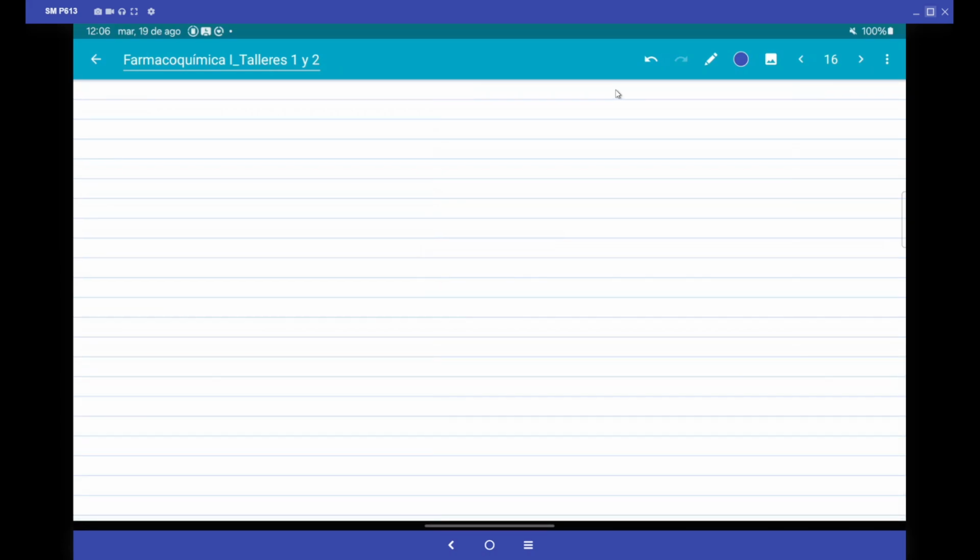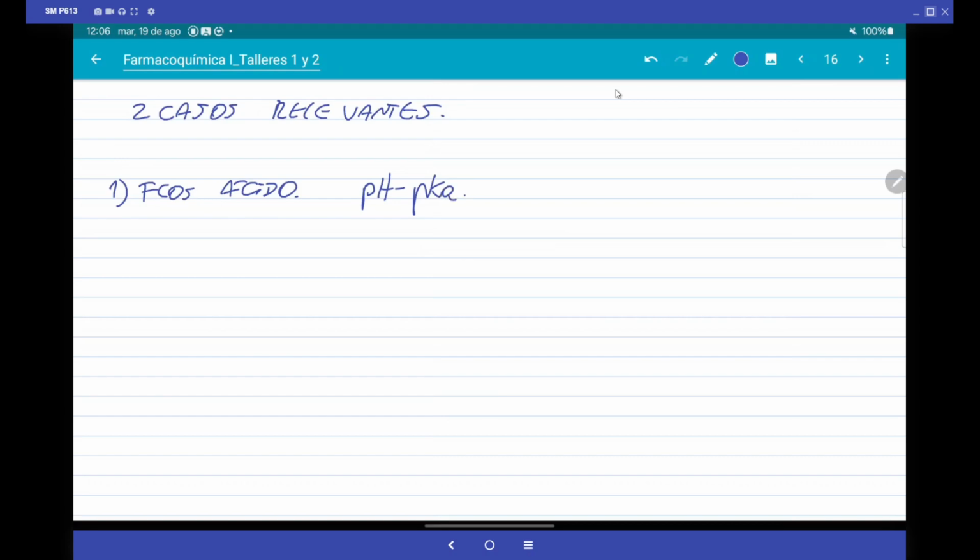Those were our equations. When you have a drug, there are 2 relevant cases first. If you have an acidic drug, we are going to have to do the subtraction. If pH minus pKa is greater or equal to 2 units, you will automatically say that the drug is 100% ionized, a drug that is 100% anionic. While if you have a basic drug.